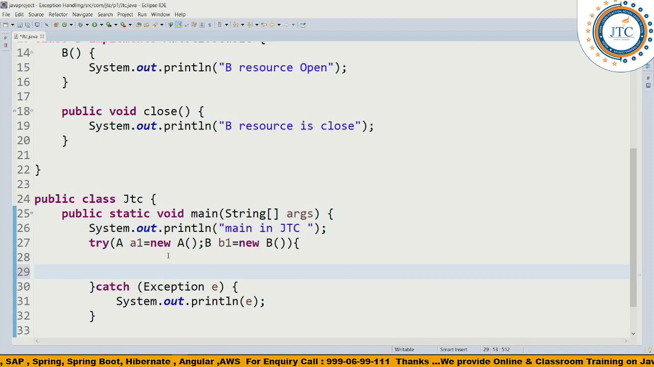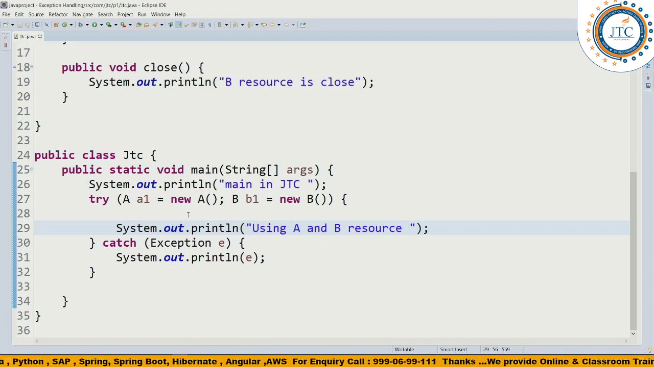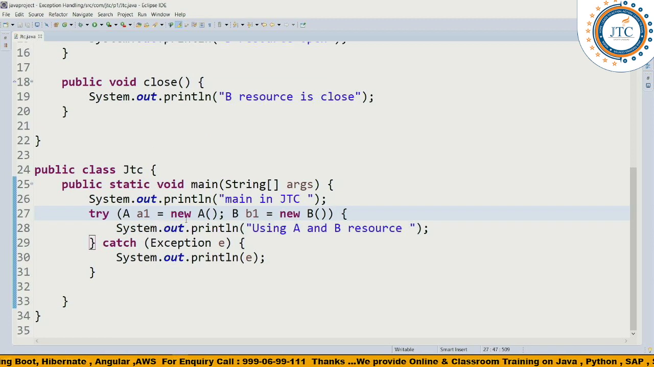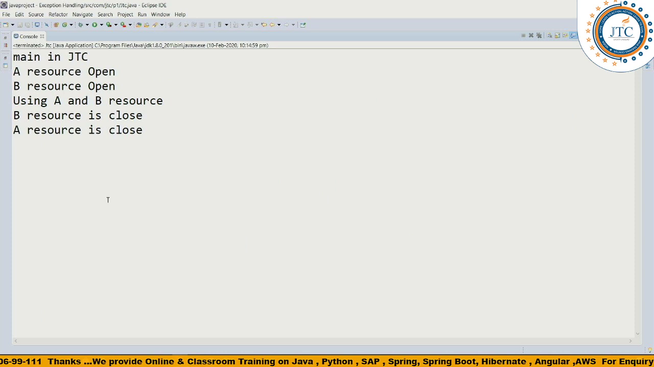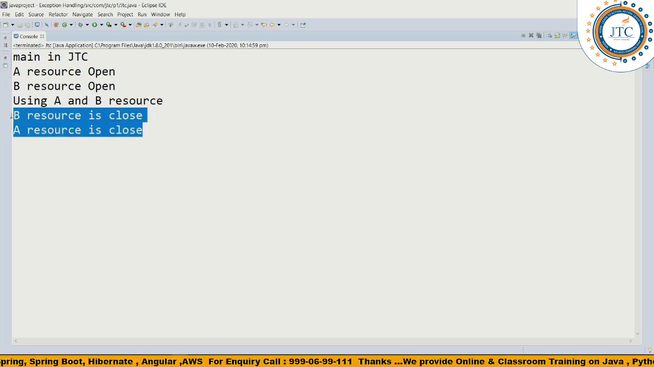Inside this, what I want to do is write "using A and B resource." And see, I'm not closing any of these resources. Automatically, these resources will be opened as well as closed. Here you can see the output. A resource open, B resource open. You are using both resources A and B, and then they are automatically closed by maintaining a specific order. This is the AutoCloseable interface, guys, and it was introduced in JDK 1.7.